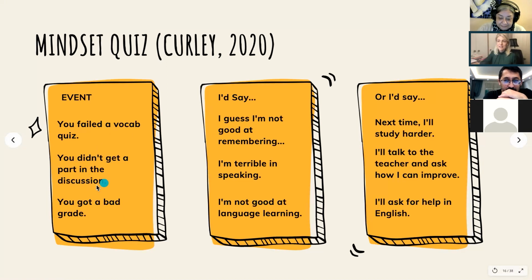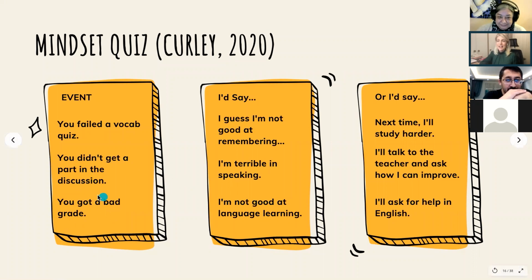Okay, the second event is that you didn't get a part in the discussion in the classroom. And what would you say? Well, I'm terrible at speaking. Or would you say, I will talk to the teacher and ask how I can improve? First one. Okay, second for sure. All right, first, second. Brilliant. I'll ask for help. Second, mine is the first. Okay, second. Third option. Oh no. Second one. Okay, you would choose the second one. Thank you so much.